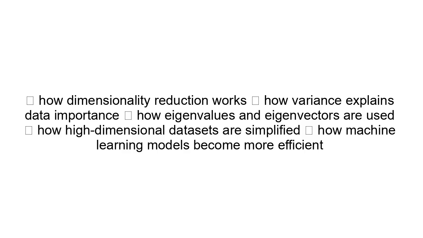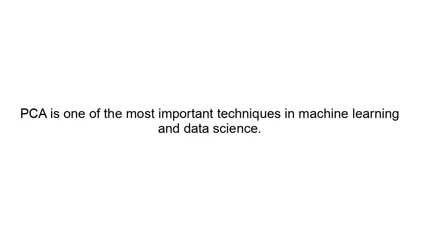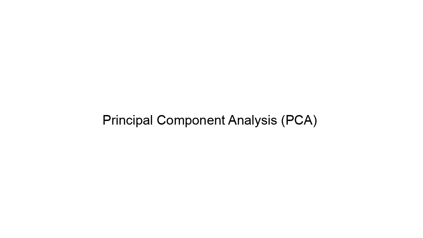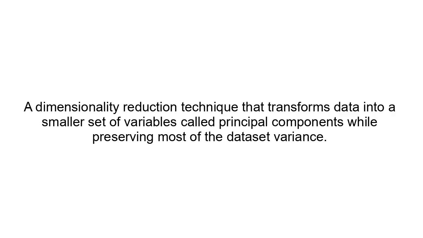Concepts learned from PCA. Understanding PCA helps learners understand: how dimensionality reduction works, how variance explains data importance, how eigenvalues and eigenvectors are used, how high-dimensional datasets are simplified, how machine learning models become more efficient. PCA is one of the most important techniques in machine learning and data science.